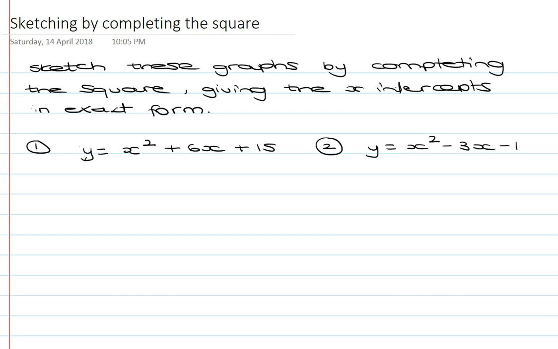So we've been asked to sketch these graphs by completing the square, giving the x-intercepts in exact form. That means we don't want any decimal answers, and that means we may need to leave our answers in what we call surd formation, which basically means leave it with the square root. Now, the first example is y equals x squared plus 6x plus 15, and the second example, as you can see, is y equals x squared minus 3x minus 1. Let's do the first example first.